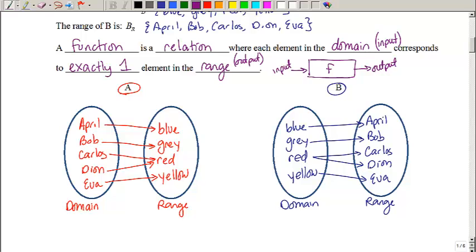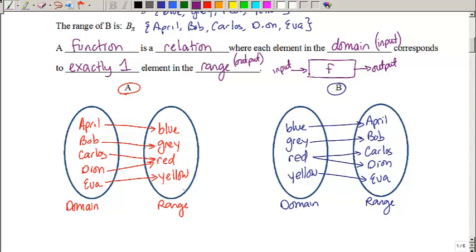If I plug April into my function machine, I'll get out blue every single time. If I plug Bob into my function machine, I'll get out gray every time. If I plug in Carlos, I'll get red, and for Dion, I also get red. Every value in my domain is only being mapped to one thing. Although Carlos and Dion are both sharing the same range value, this is a function because every element in the domain is only being mapped to one value in the range.